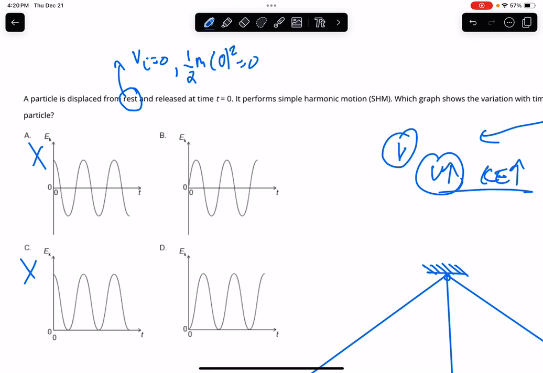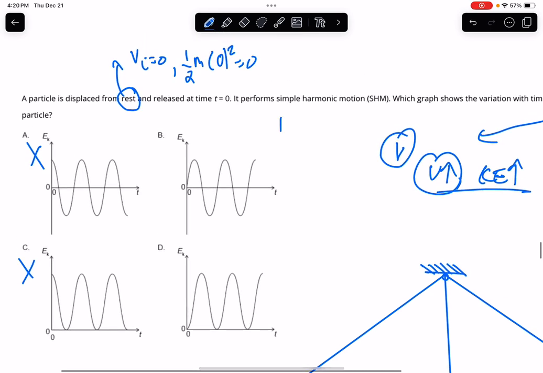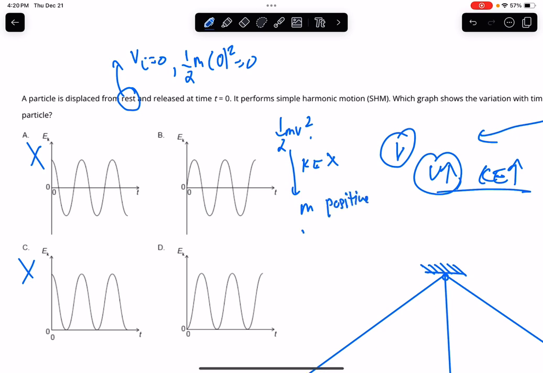Now, the other thing that you need to know is that because the kinetic energy is 1/2 mv squared, the kinetic energy won't be negative. Why? Because the mass has to always be positive, and v squared will also always be positive. So mass will be positive and v squared is going to be positive. Therefore, the kinetic energy will always be above 0, so you can eliminate B as well. The only option that remains is D.